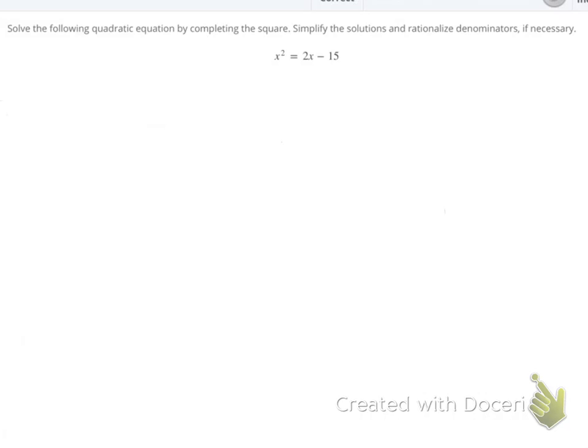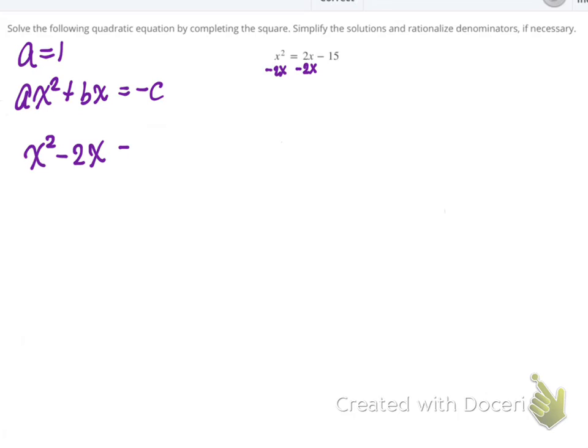Here, my a equals 1, so I can note that. But notice my equation's in the improper form. In other words, my ax squared plus bx does not equal the constant -c. So in this case, I'm going to subtract 2x on both sides. When I do this, I will have x squared minus 2x equals -15.